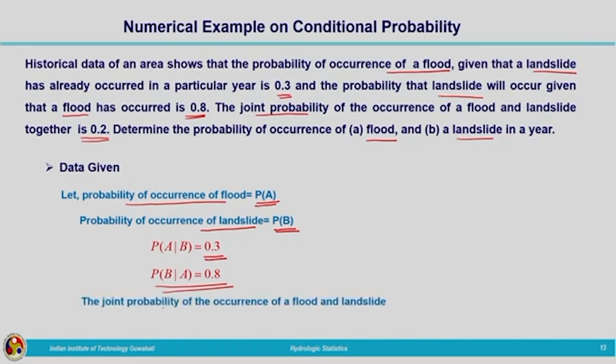The joint probability is also given. Joint probability of the occurrence of a flood and landslide is given as P(A intersection B) equal to 0.2. P(A given B) is given to you, P(B given A) is given to you, P(A and B) is given to you. Now, by making use of the principle of conditional probability, we can calculate the probability of occurrence of flood and also the probability of occurrence of landslide.